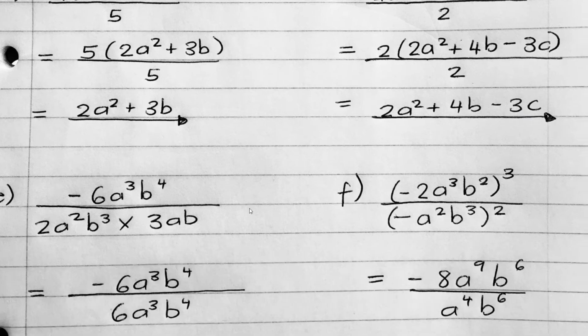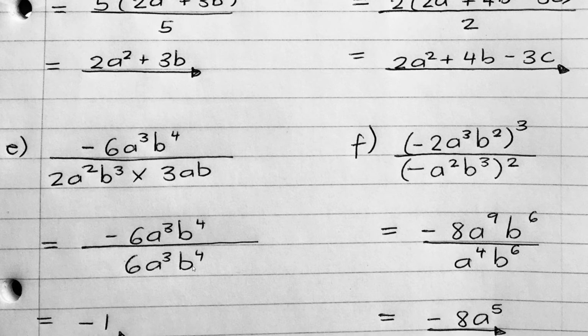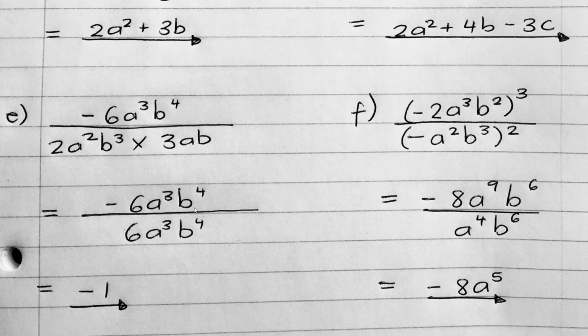E, okay, for E, you first needed to multiply. Okay, so I'm first going to multiply my denominator. So 2 times 3 gave me 6. A squared times a gave me a cubed. b cubed times b to the power of 1 gave me b to the power of 4. And then from there, my b to the power of 4 is cancelled, a cubed is cancelled, 6 is cancelled. I was just left with that negative. So I was left with negative 1 over 1, which is just negative 1.